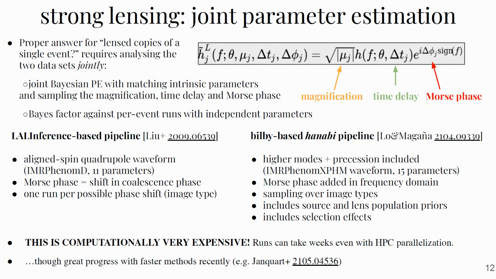So there has been great progress with faster methods. That's one paper by Janquart et al. The pipeline is called Golem. And also there's a much faster version now of the joint analysis, so it's not published yet. So these things can be optimized various ways, but still it's always a very computationally expensive bottleneck.